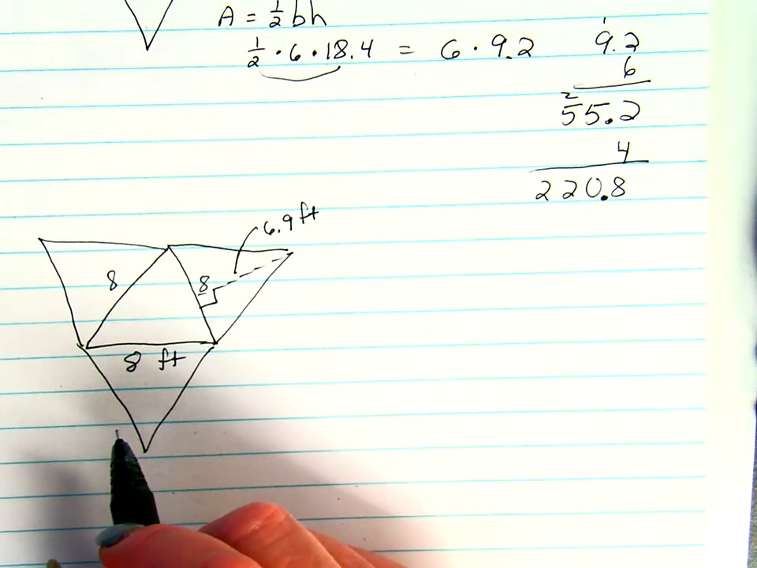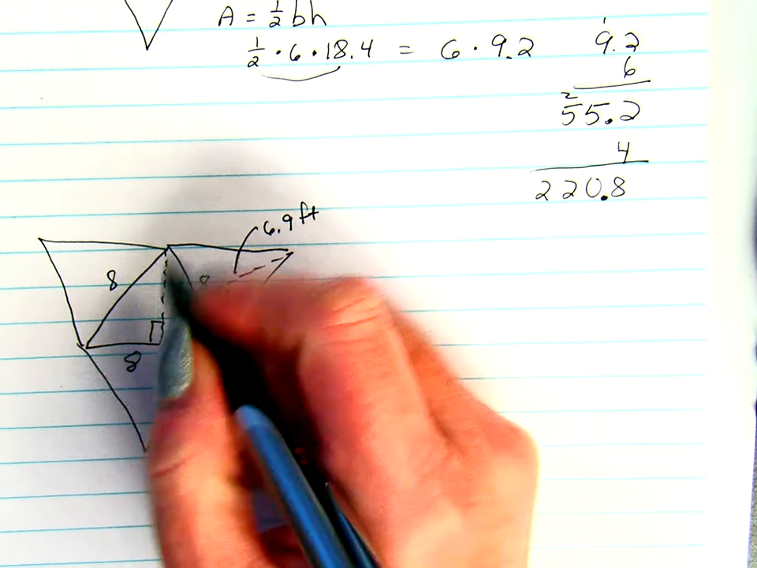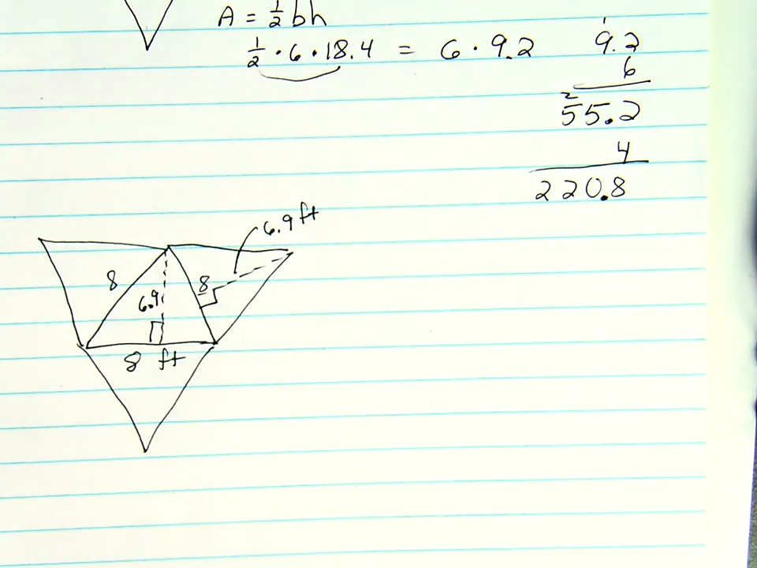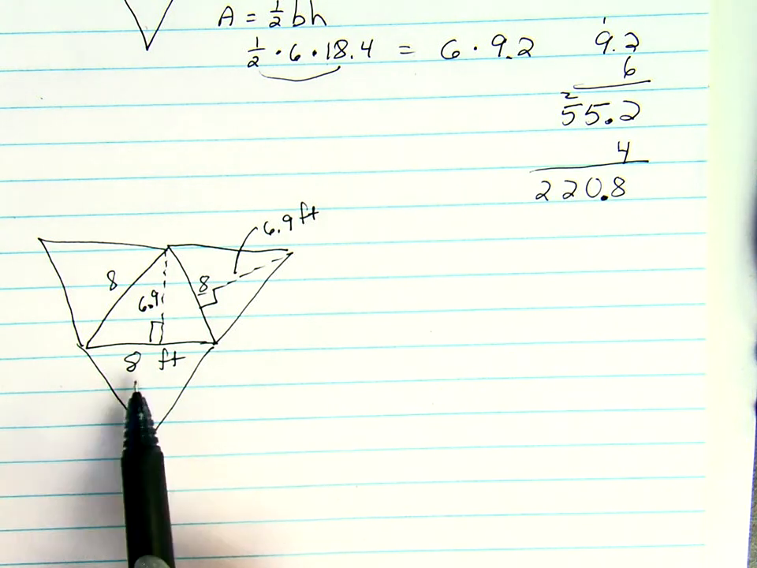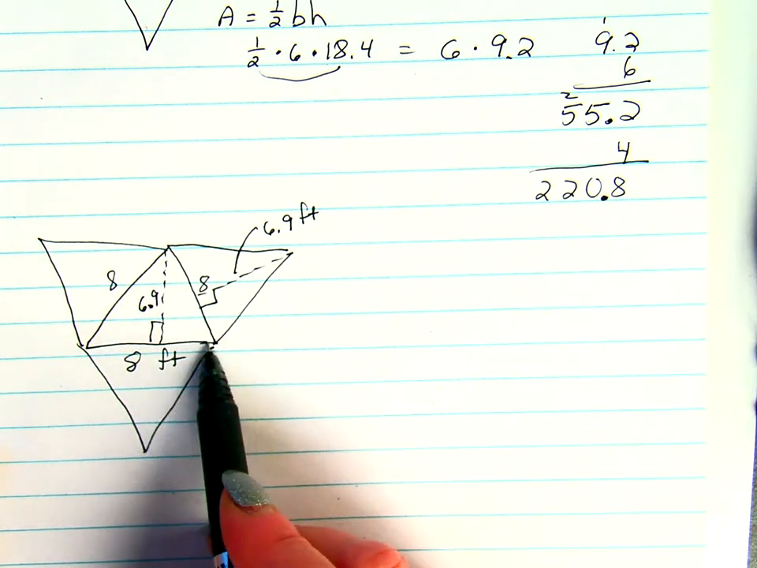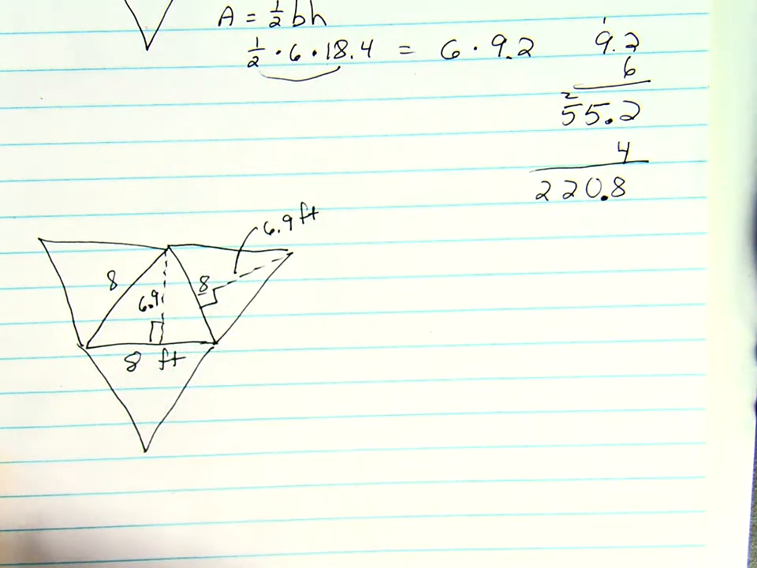Actually, it appears that the height of my base pyramid is also 6.9. So it appears that I've got 4 triangles that are exactly the same. This is kind of how I want you to look at these things: I have a base and 3 attached triangles, but in this case, they all have a base of 8. They all have the height of 6.9.